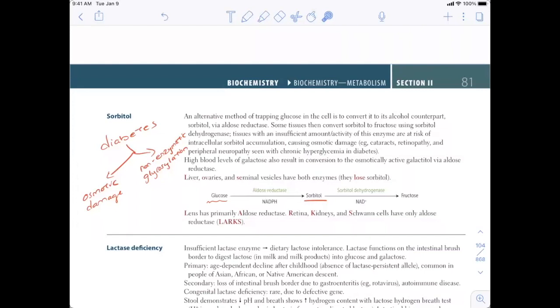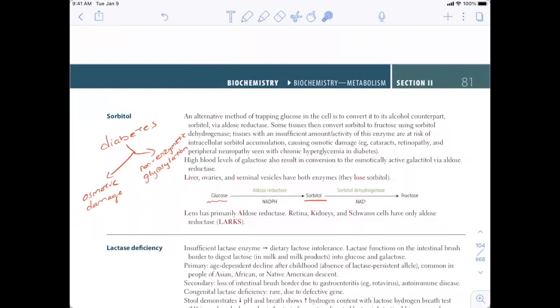So what's the mechanism here? Glucose, with the help of the enzyme aldose reductase and NADPH, can change to sorbitol, right? And some tissues have this, okay? And then sorbitol can change to fructose with the help of the enzyme sorbitol dehydrogenase in specific places, right? It is not an all or none.